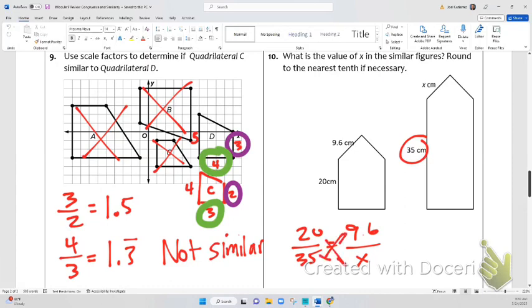So cross multiply, cross multiply. I always do the one that has the unknown variable first. So I do 20x equals 336. Divide both sides by 20. And your answer here is 16.8. And these are in centimeters.